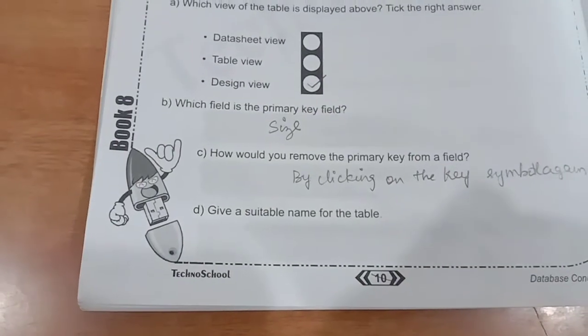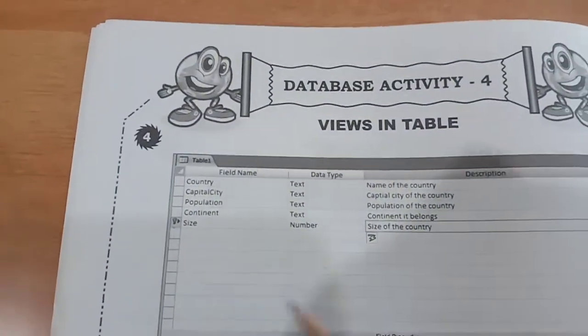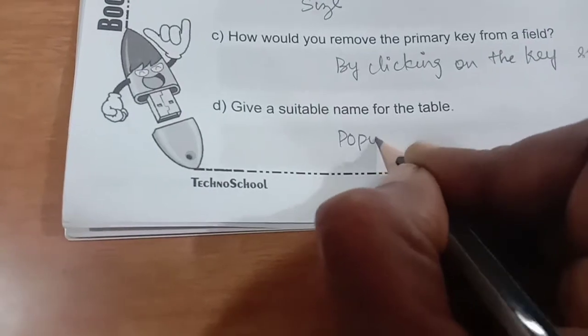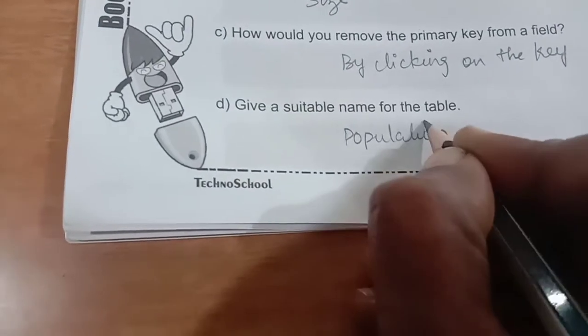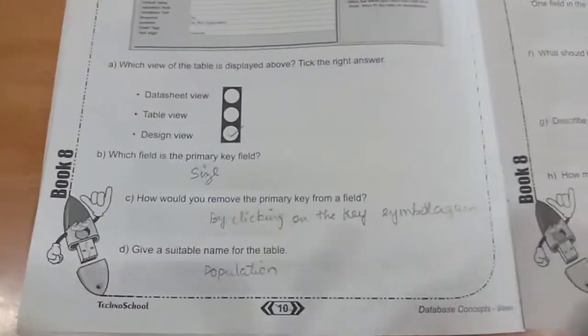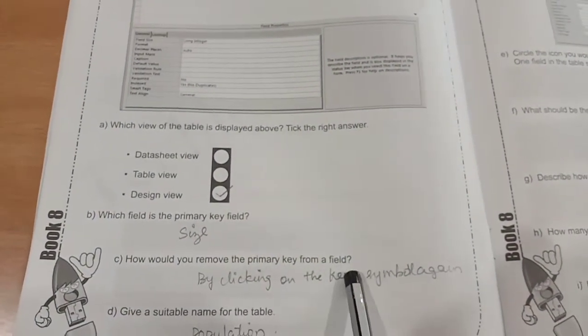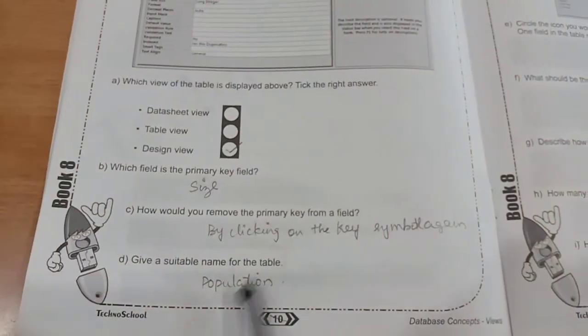Give a suitable name for the table. So what name can we give? So it's all about the population, right? Yes. So we can write it as a population table. Okay. So first is the design view, second size, third is by clicking on the key symbol again, fourth is population table.